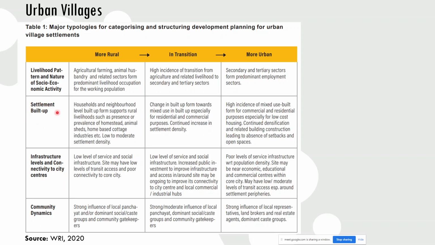The population densities and the land uses, how they are changing, is also discussed: how it is transitioning from rural to urban areas. The third one is infrastructure levels and connectivity to the city centers: how they are connected by a road network to the core city, which is causing it to transition from rural area to urban village. And finally, community dynamics: how the community is behaving with respect to these transitions over a period of time.